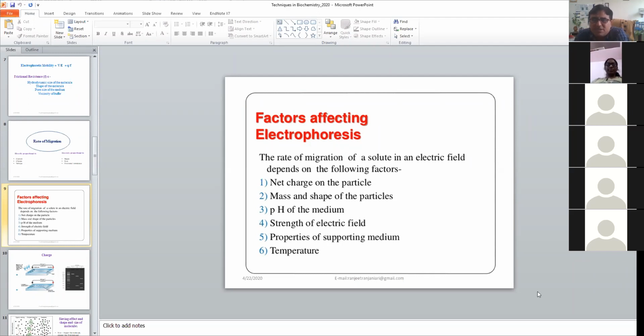Then coming to the strength of the electric field, I have already explained this. There is a standard convention for different units and for what electric field we should use. For example, in case of isoelectric focusing, can any one of you tell me what electric potential, how many volts, we are using in isoelectric focusing? Any one of you? Any idea?